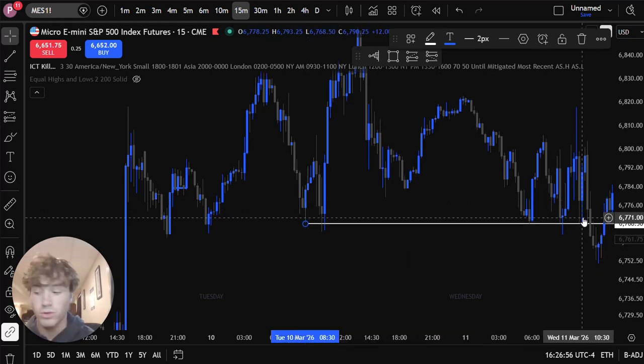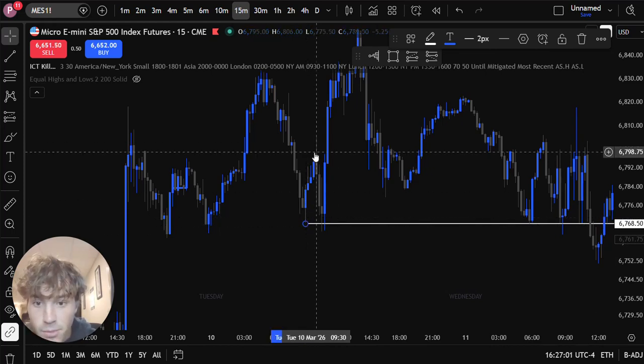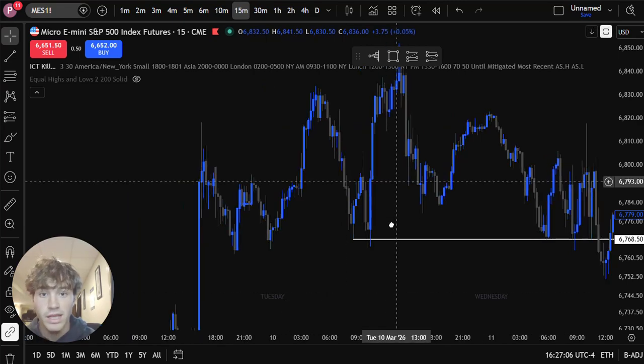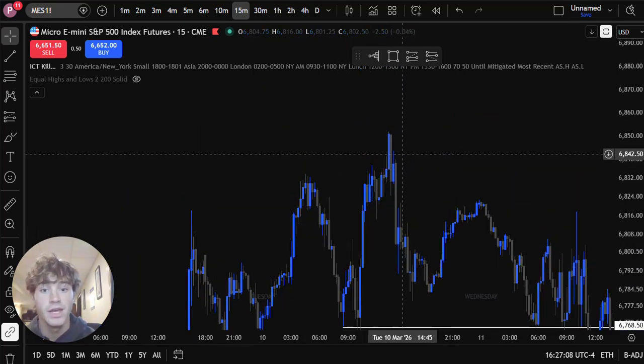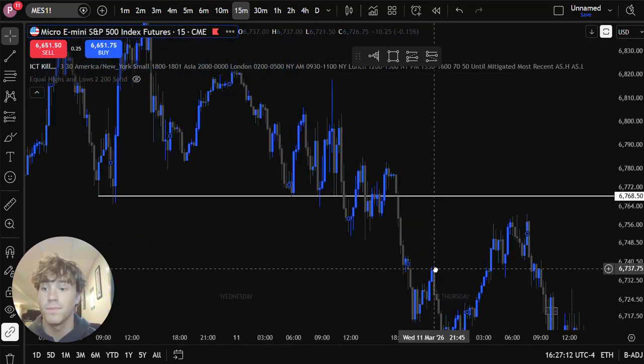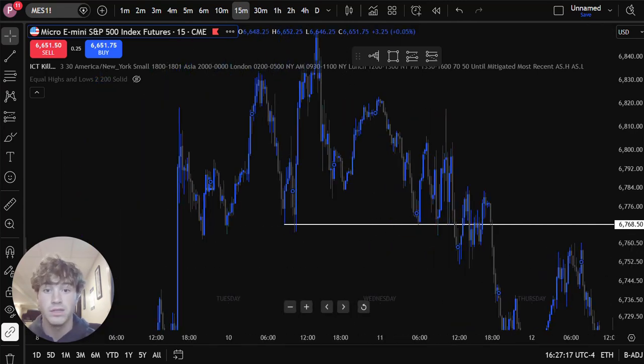So right here, we have price take out this low. If you zoom in, you can see price goes up, takes out this low, and then we immediately get that pump higher to take out this high, and then ultimately take us where price wants to go, which is down here. So that is liquidity, and that's basically all we need to do.